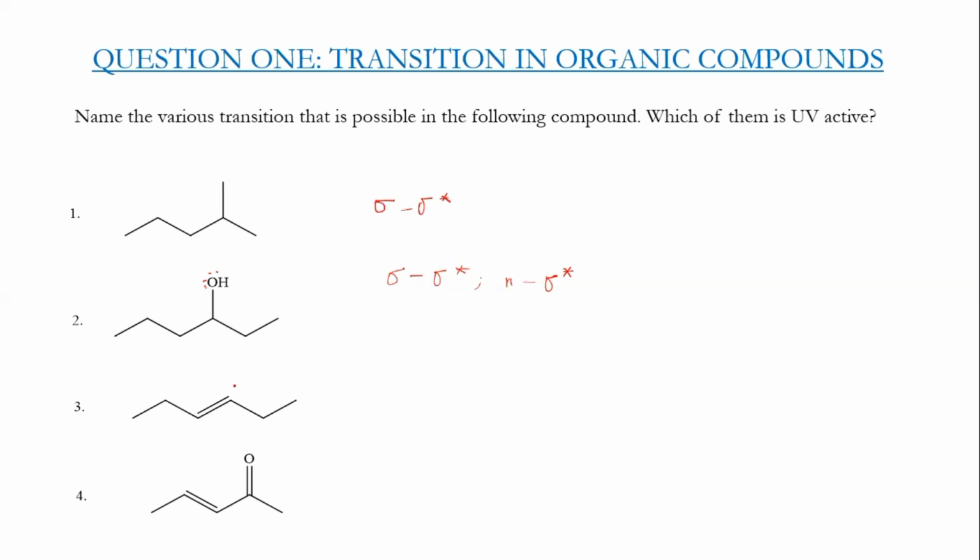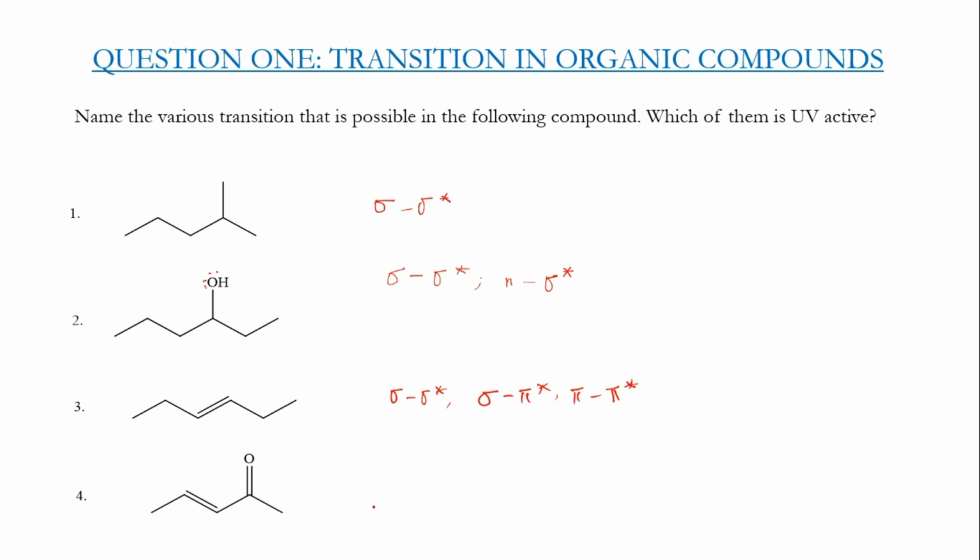Okay, here we have sigma bonds, so we can have sigma to sigma antibonding. We also have a pi bond. So we can have sigma to pi antibonding, or we can also have pi to pi antibonding. So those are the types of transitions that can occur.